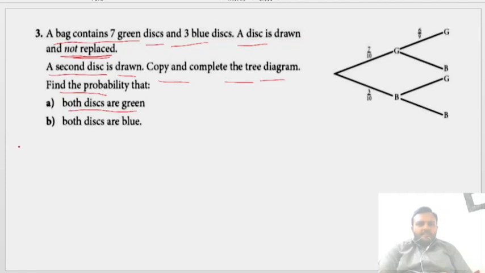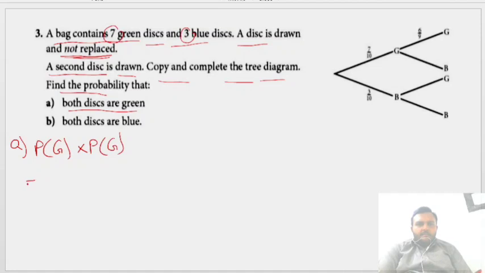So it's going to be a very interesting question. Let me see the A part. Both discs are green. So first of all we need to find how much the total. This is 7 and this is 3. So how much is the total? 10. So for green, 7. So for the first one let me write both are green. So probability of green into probability of green.